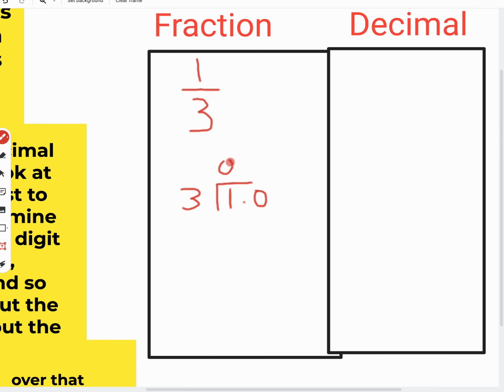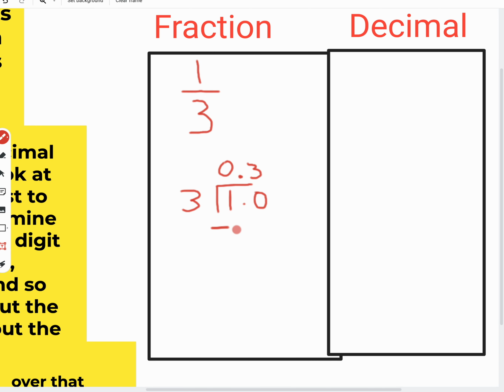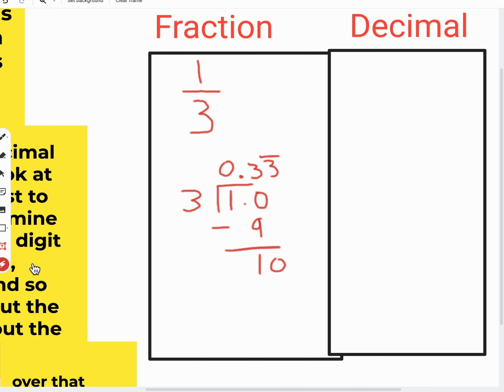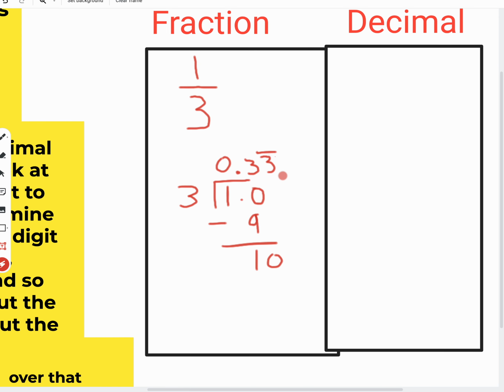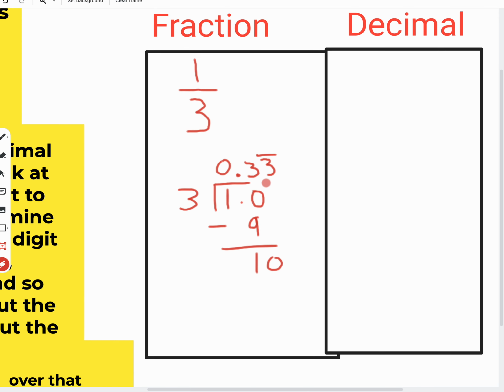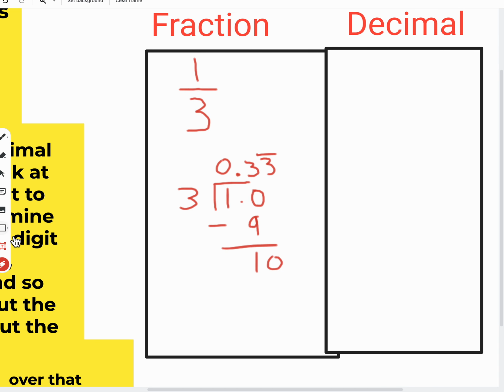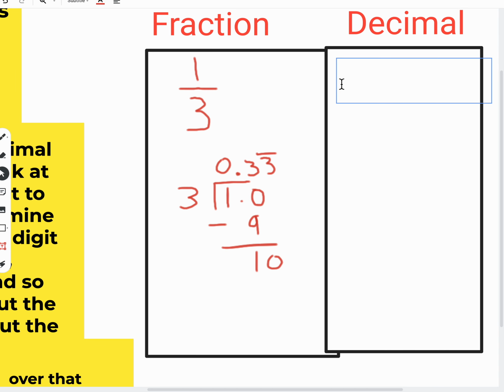Let's add our 0 and decimal. 3 times 3 is 9. This leaves us with 10 again, so we will have a repeating decimal. We can put our repeating bar right above that second place, the hundredths place. 1/3 will be equal to 0.33 with the repeating bar. The 3 will go on and on forever, infinitely.